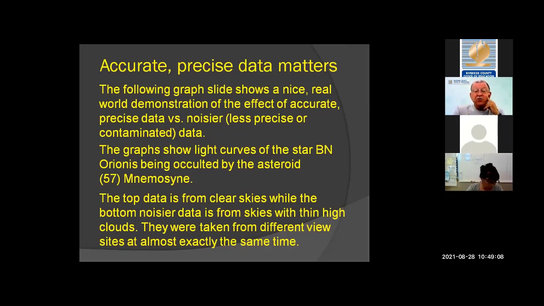If you look at these next two graphs, the top one is from clear skies, and the data is really nice. The bottom one, there were thin, high clouds. They were even hard to see at night. It was pretty obvious from the data graph what was going on, but you couldn't really see them. They were so thin. They were taken from different view sites at almost exactly the same time.